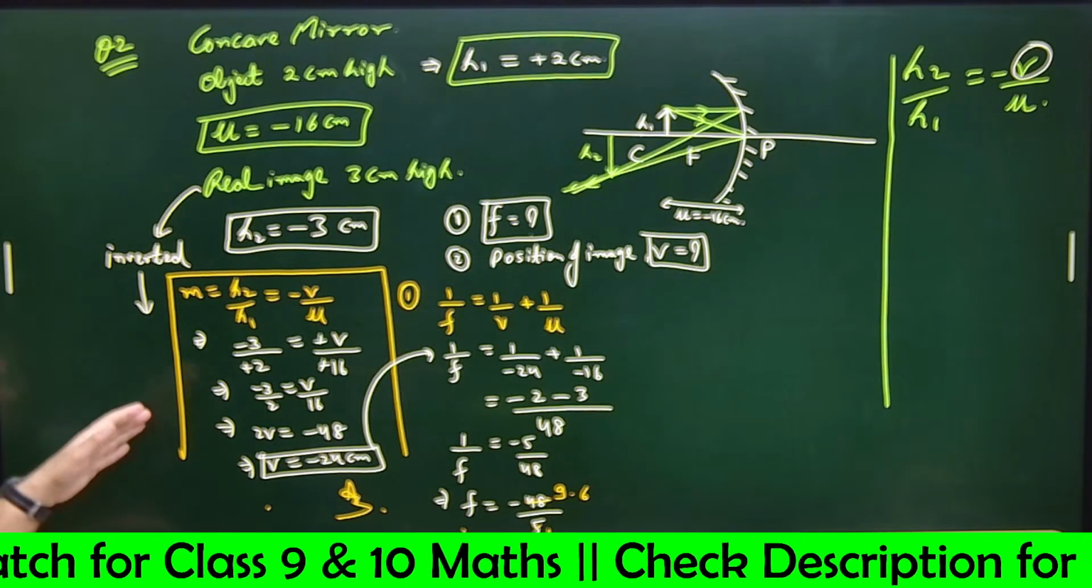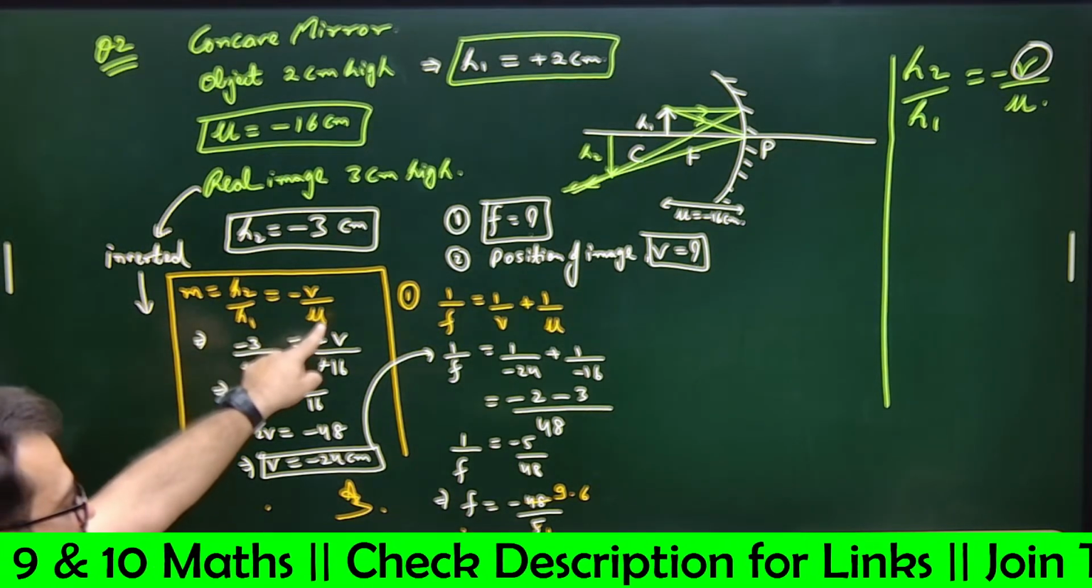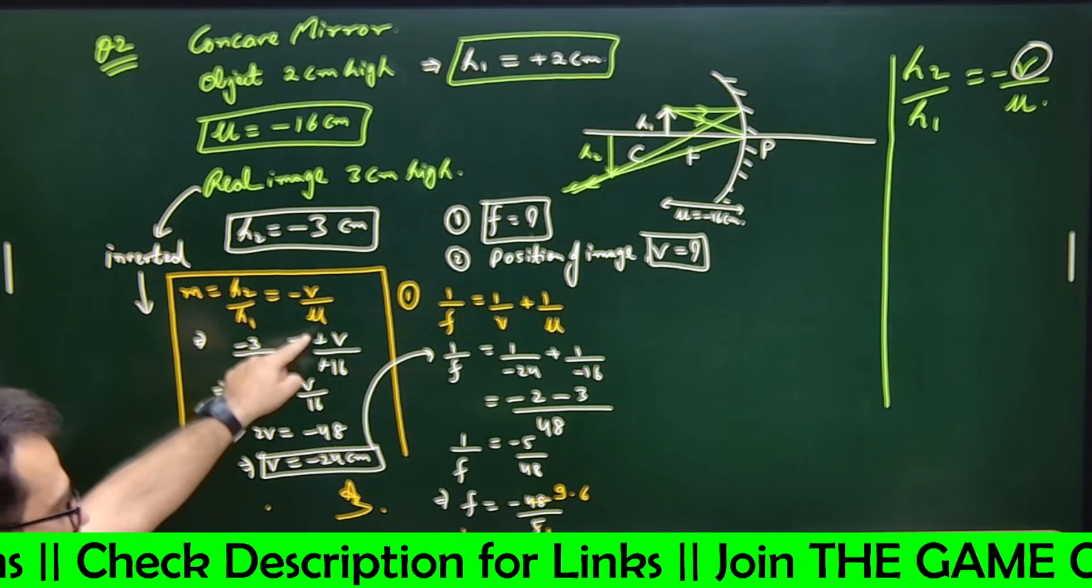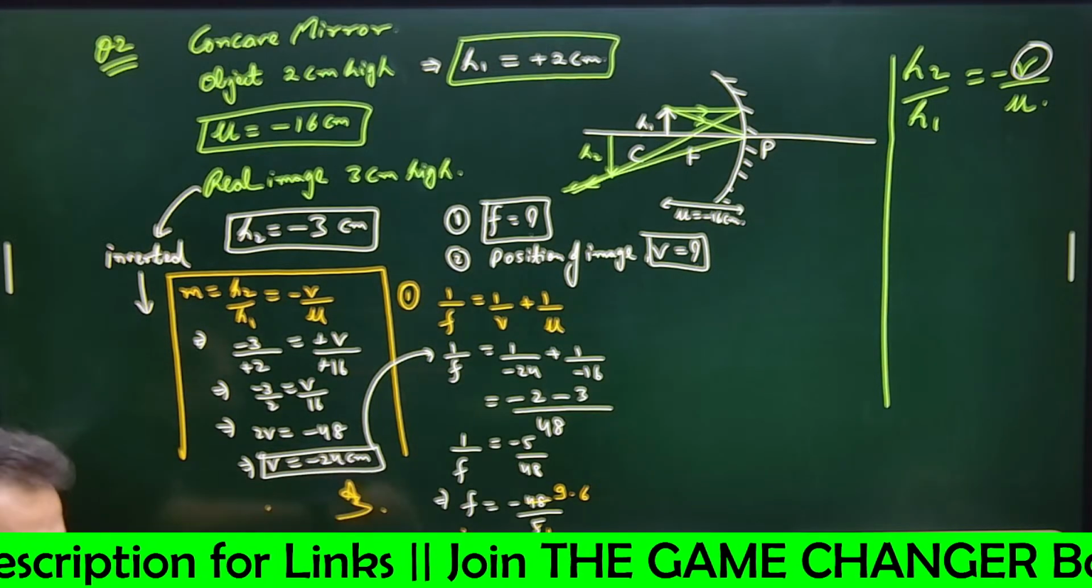Solution is there. You use the formula H2 by H1 equals to minus V by U. Put the values and find V. Are you able to find V equals to minus 24? Tell me.